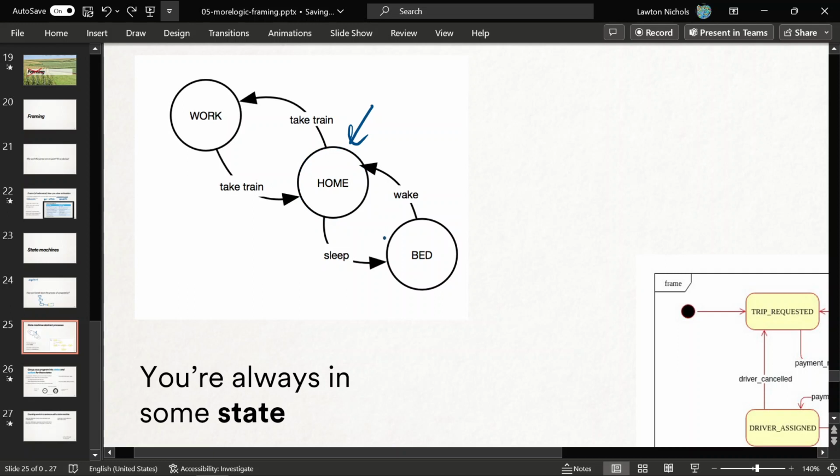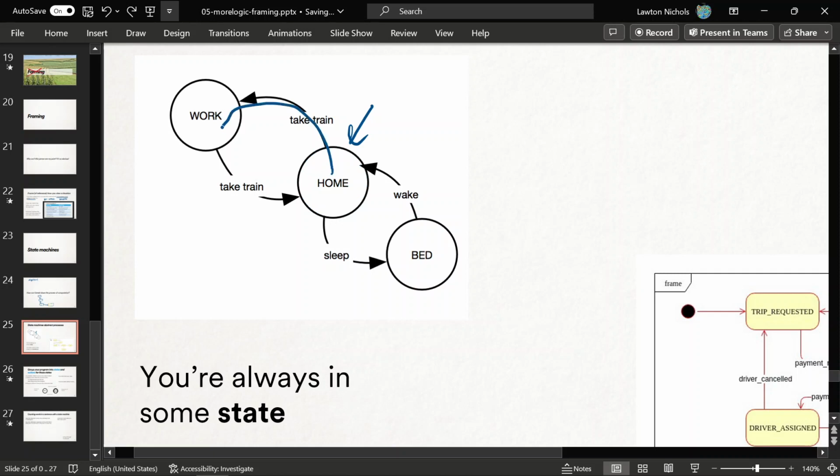Maybe it's bedtime. And so if you want to move from the home state to the bed state, you have to take the transition that is called sleep. That's the only way you can get into the bed state. And then you wake up, and then you're in the home state again if you follow that transition. But do you see how you can move around? You're kind of limited how you can move around.